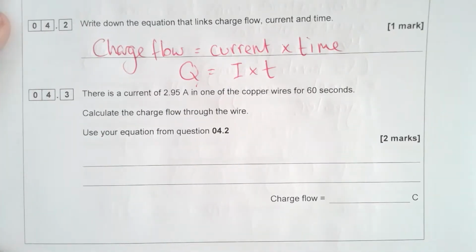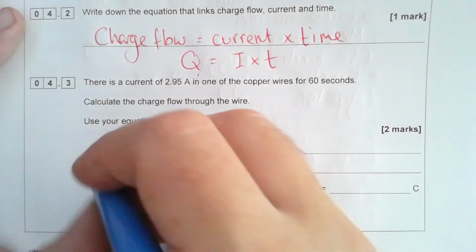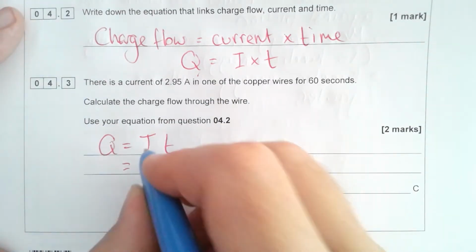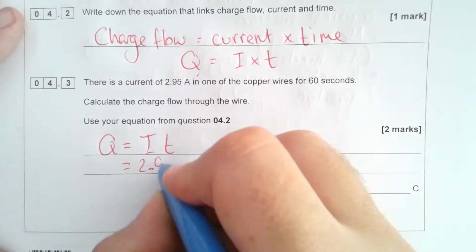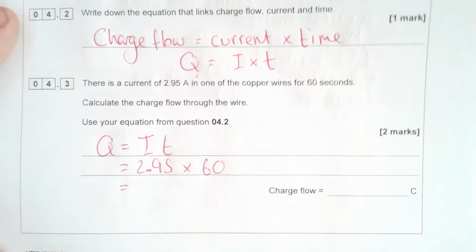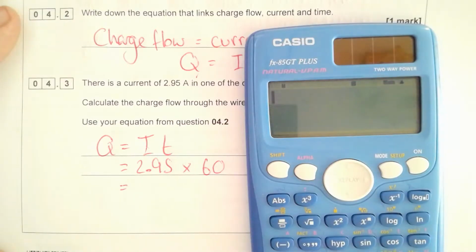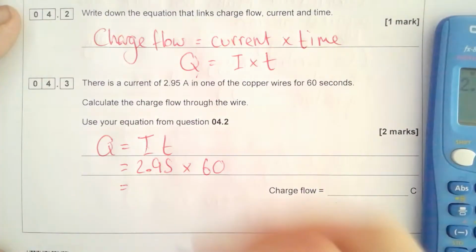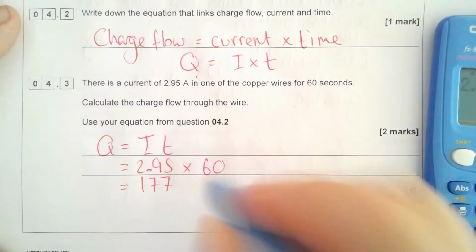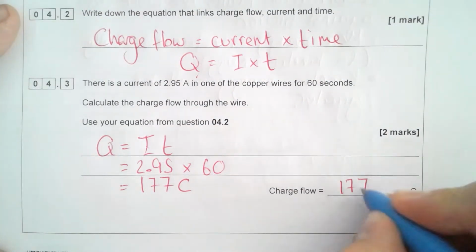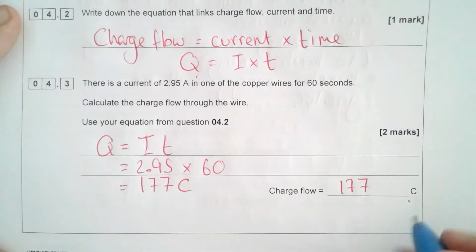We have a current of 2.95 amps in one of the copper wires for 60 seconds. So we'll use this equation again, Q equals I times T. I is 2.95, times 60 seconds. That is 177, and the unit will be coulombs, which they've very nicely given to us already.